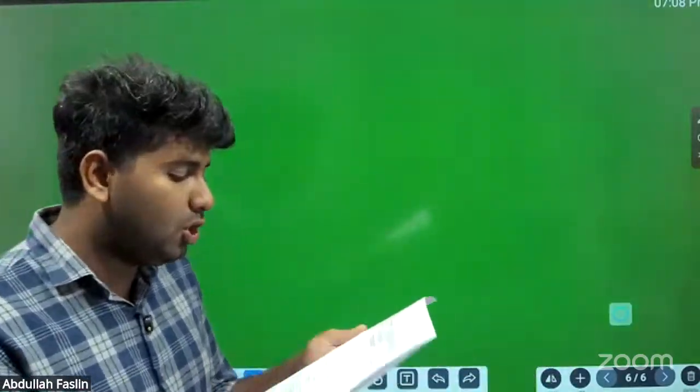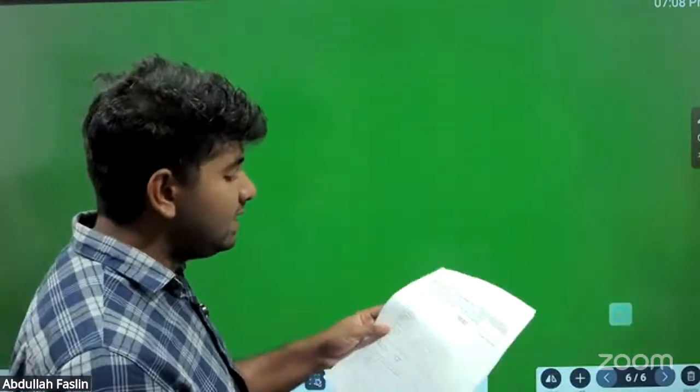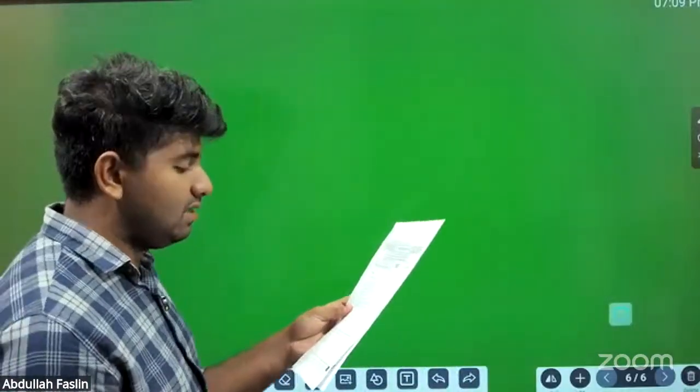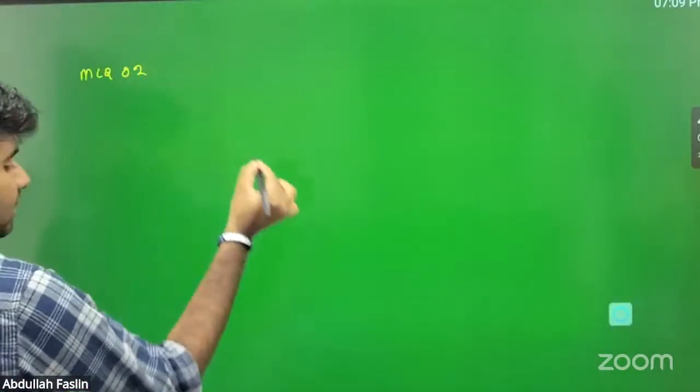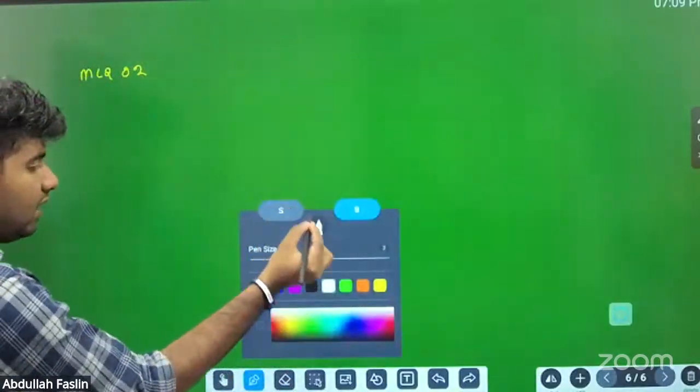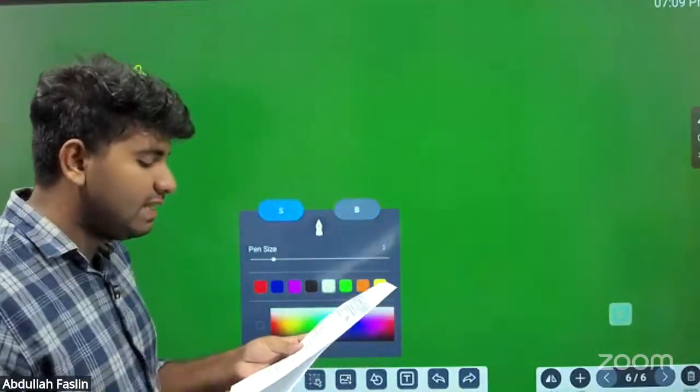Hurry. Question number 2, right? Everyone please open the paper. Select the transactions which increase the liabilities of the business, right? Increase the liability. MCQ number 2 is asking: what are the transactions that increase the liability?